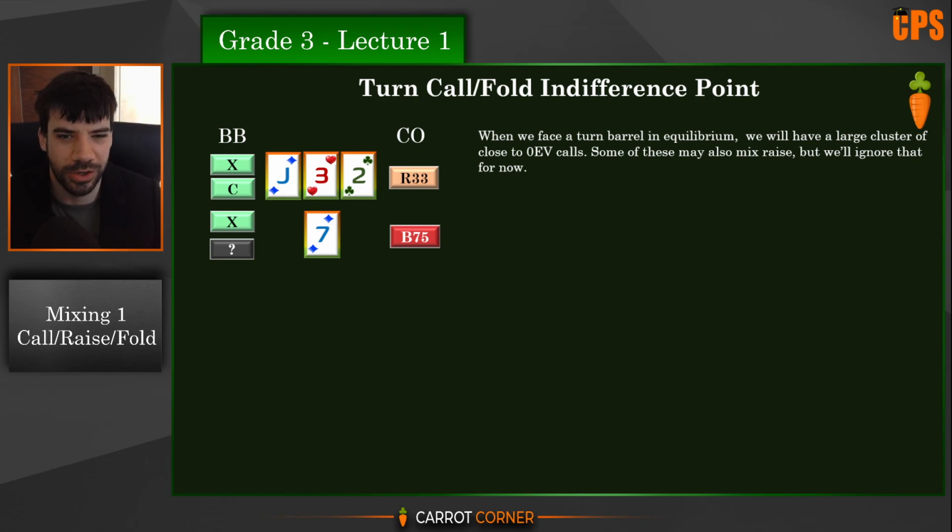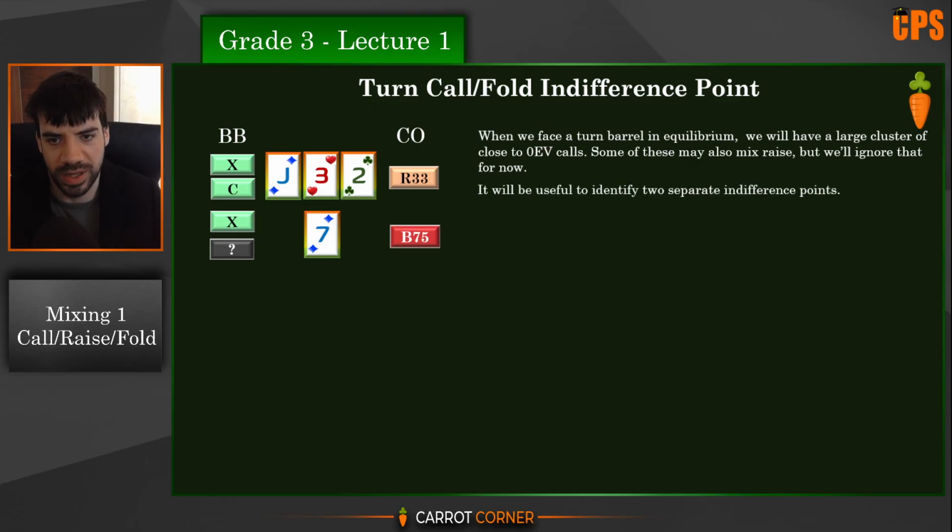Our main point here is that when we face a turn barrel in equilibrium, we will have a large cluster of hands that are close to 0 EV to call with. This would not be the case against the maniac who is barreling way too wide with air and just bluffing at too high of a frequency, nor would it be the case against a nittier player who's under-bluffing. But against someone competent and roughly balancing their bluff to value ratio in the correct way, we're going to be indifferent with many of our hands, or at least too indifferent to be able to tell whether call or fold is better. There will also be situations where we can raise, but for now we're just going to look at indifference between calling and folding.